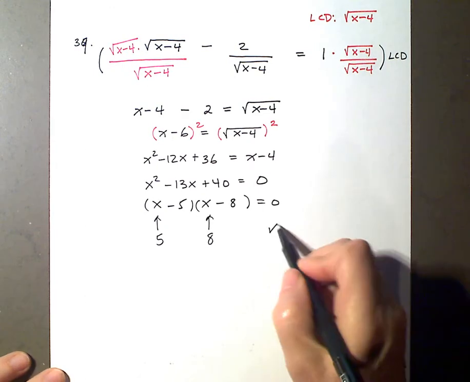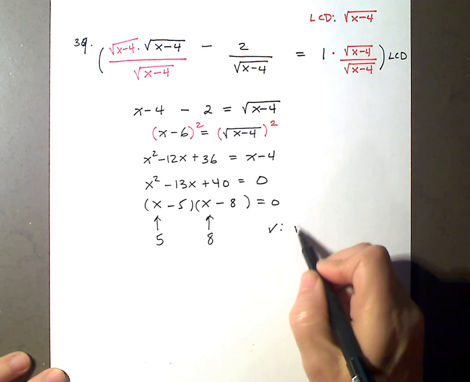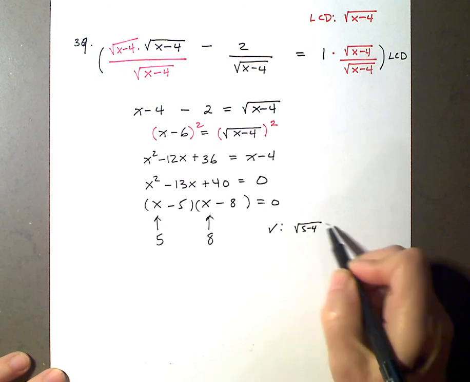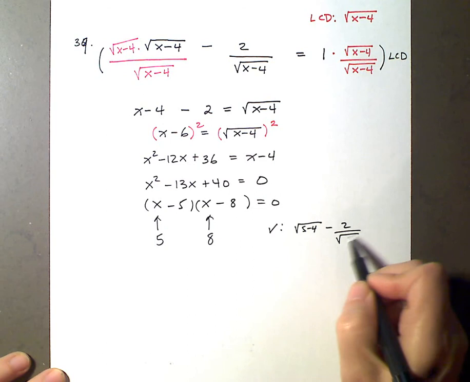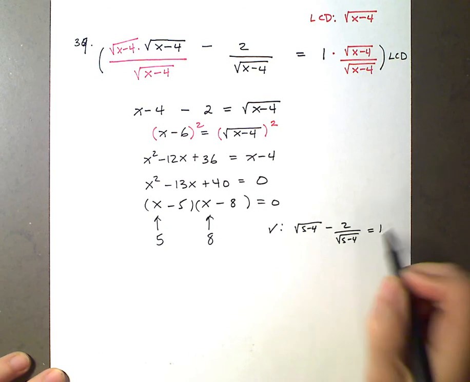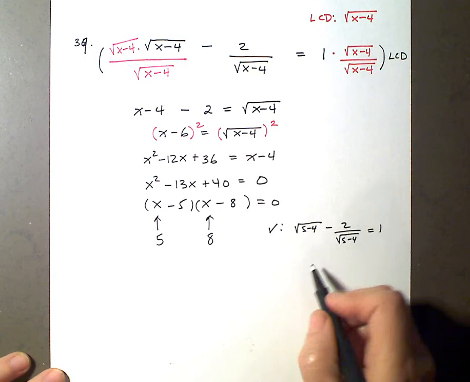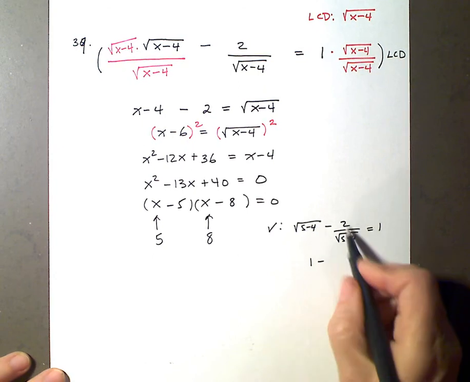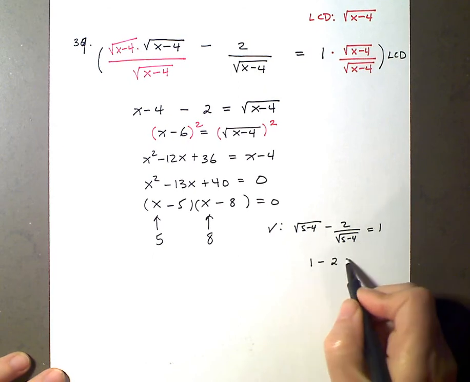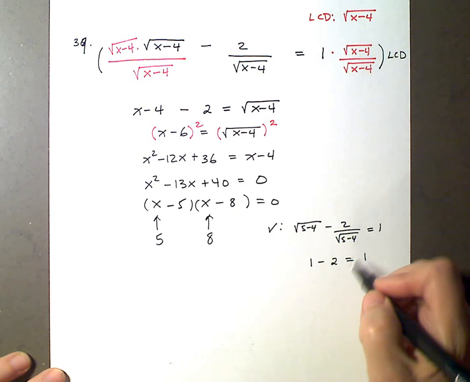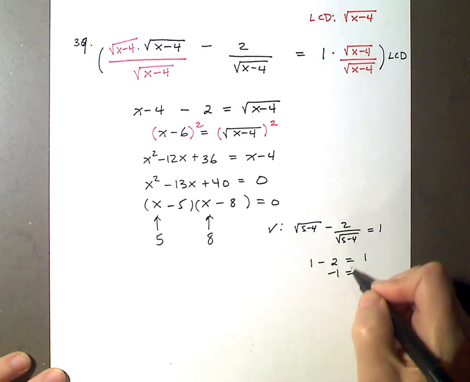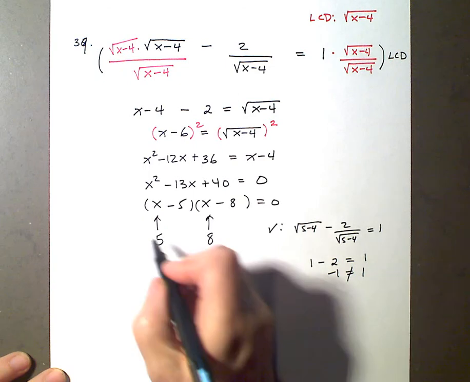So when I check 5, the square root of 5 minus 4 minus 2 over the square root of 5 minus 4 equals 1. The square root of 5 minus 4 is the square root of 1, which is 1. 1 minus 2 over 1, which is negative 2, does not equal 1. So negative 1 does not equal positive 1. So that one doesn't work, so I have to reject the 5.